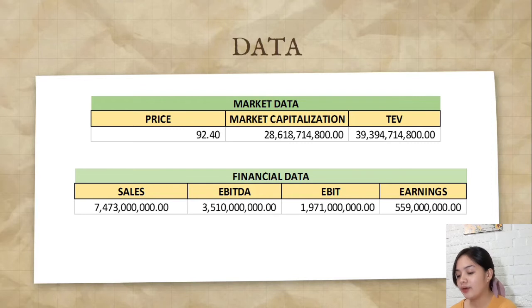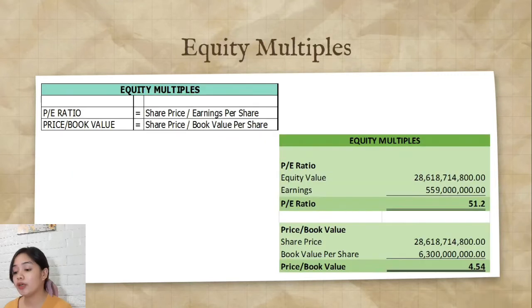We have the sales of 7,473,000,000. And then we have our EBITDA and our EBIT. In our case, from our source, the EBIT and EBITDA are already given, so there's no need for us to compute these data. We have our EBITDA of 3,510,000,000, and our EBIT is 1,971,000,000. We have our earnings of 559 million pesos. So let's move on to our computation for our equity multiples.